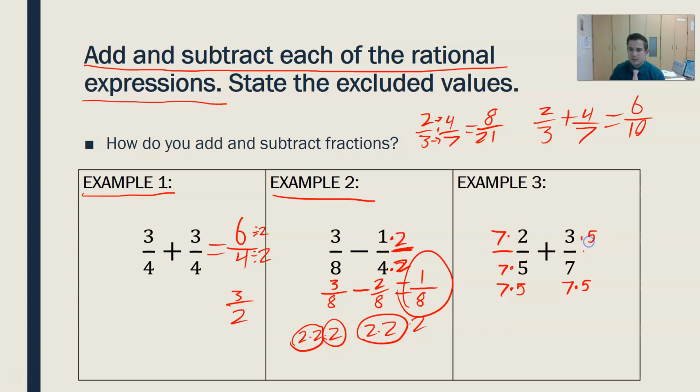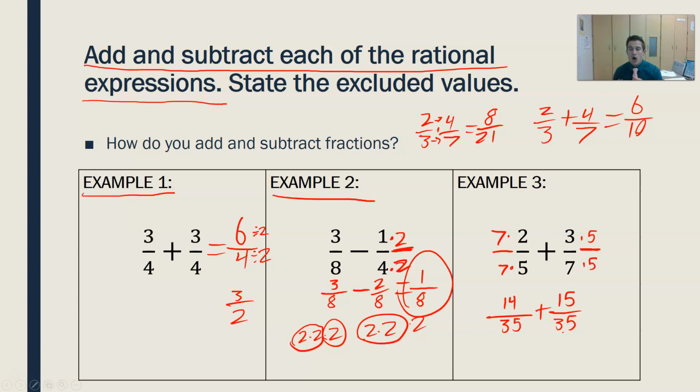And over here, I'm going to multiply by 5 on the bottom. If I multiply by 5 on the bottom, I need to multiply by 5 on the top. See that? Feel okay about that? So if I do that, I get 7 times 2 is 14 over 7 times 5 is 35. Plus 5 times 3 is 15 over 7 times 5 is 35.